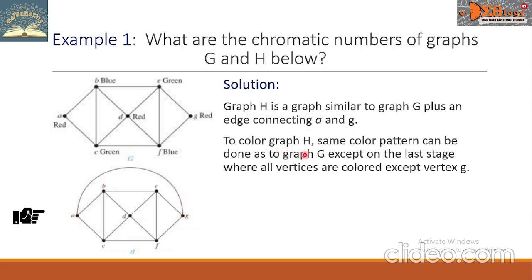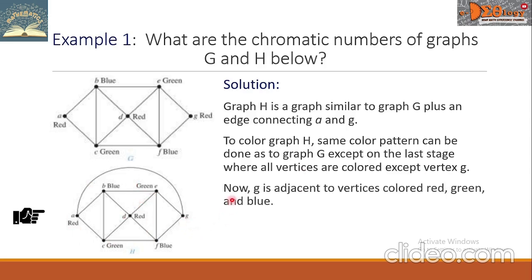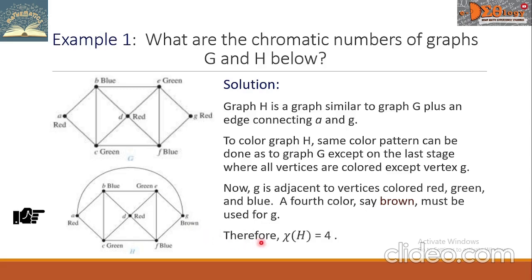To color graph H, the same color pattern can be done as for graph G, except on the last stage where all vertices are colored except vertex G. All other vertices here are now colored except the vertex G. Now, G is adjacent to vertices red, green, and blue. A fourth color, say brown, must be used for G. Here it is. Therefore, the chi of H is equal to 4.